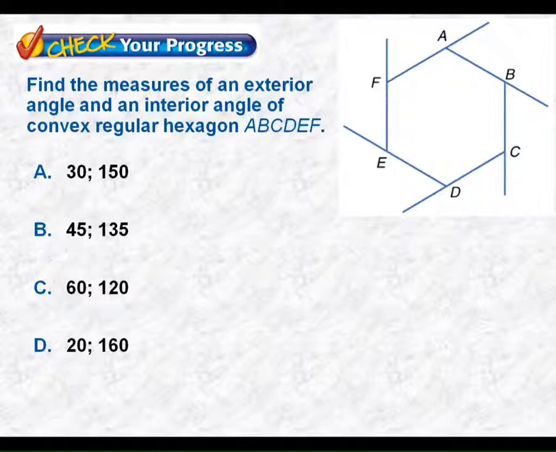This is a regular hexagon. Means all the interior angles are the same measure, all the sides are the same measure. I want to find the interior angle and the exterior angle of this regular hexagon. There's two different ways I could do this. I could either use the interior angle formula or I could use the exterior angle formula.